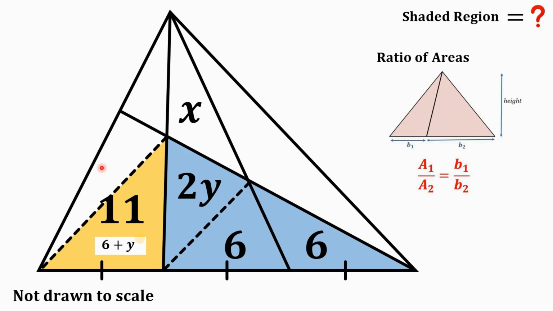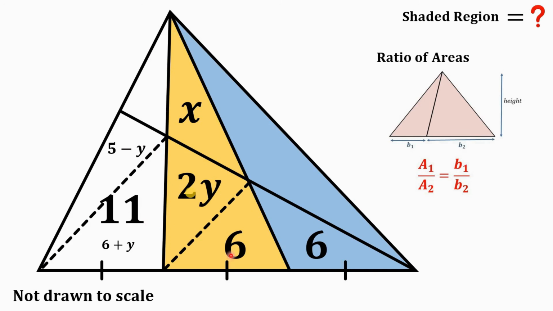Now, we know the total area of this quadrilateral is 11 square units. Therefore, this triangle on the top must be equal to 5 minus y. So 5 minus y plus 6 plus y becomes 11 square units. Alright, now, let's focus on these two triangles. They have the same height for sure, and they have the same base. Therefore, they have the same area.